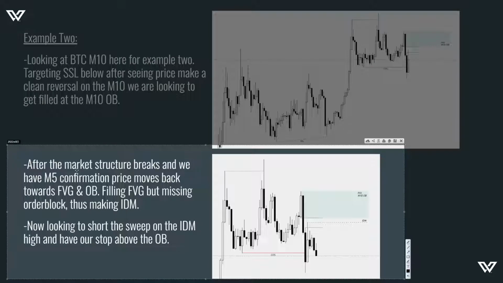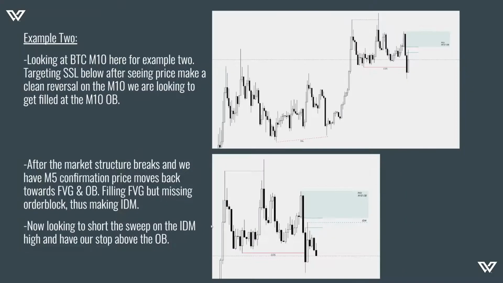So after market structure breaks, we have M5 confirmation, price moves back towards the fair value gap and order block, filling the fair value gap here, but we missed the order block. Okay, we're front run. Now we have inducement. People think, oh, I've missed my entry, this isn't going to fill me. So what people do, they start to get in their trade early, don't they? They start to get FOMO. So now what we're looking to do is short the sweep of the inducement high and have our stop above the order block.